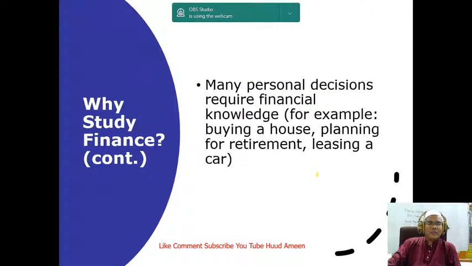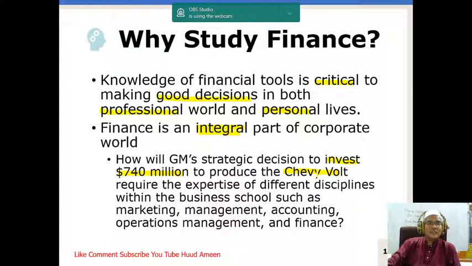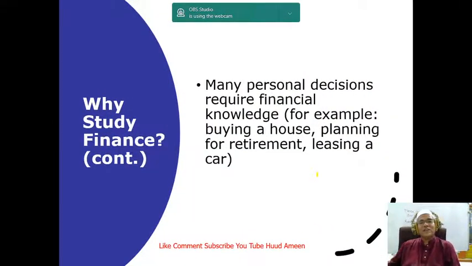And why do you study finance? This is a continuation of why you study finance. Many personal decisions require financial knowledge. For example, buying a house.